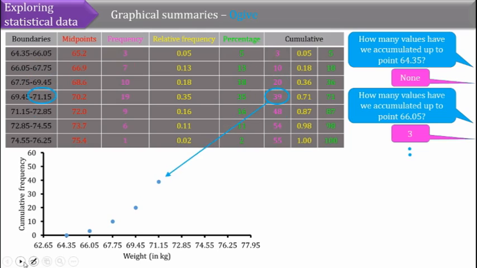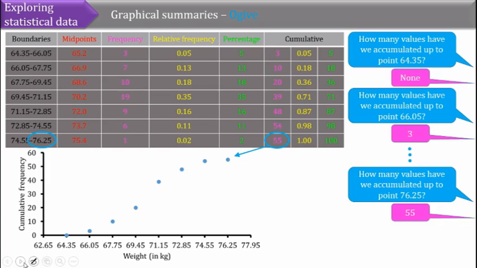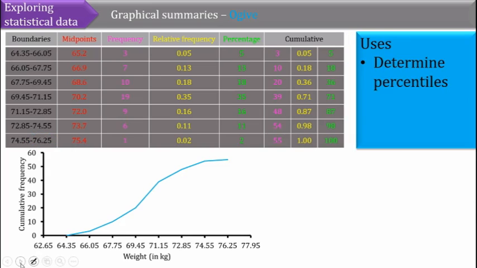If I carry on in that way, going all the way down to the last value in my cumulative column, I'll get 55, and that will be the highest point at 55 because there are no more observations. So at this stage I have nothing, so that's 0, and at this stage I have everything, which is a total of 55. If I connect that, then we have our ogive curve.